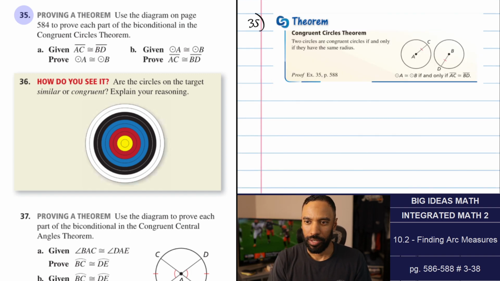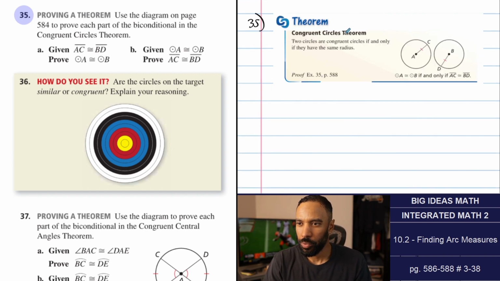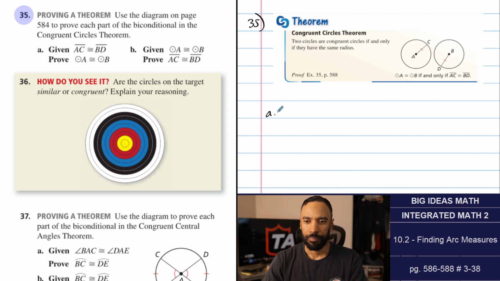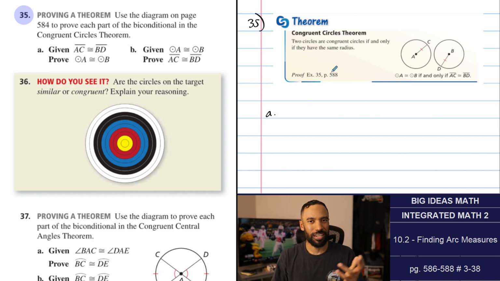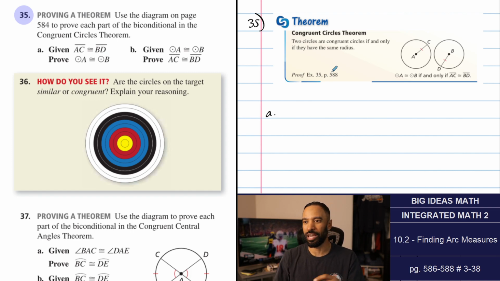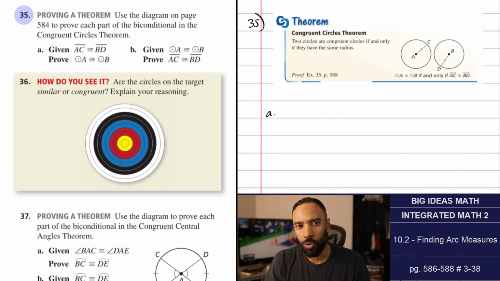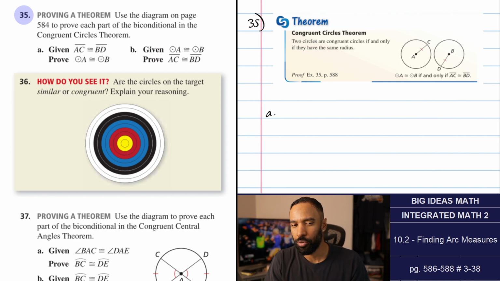All right, so I found the one. This is the congruent circles theorem here. So what do I have to do? So part A, given AC is congruent to BD, prove it. I don't think they did two column proofs. What did they do? They just said because we translate it over and it maps onto that. So given the radii are congruent, prove the circles are congruent.